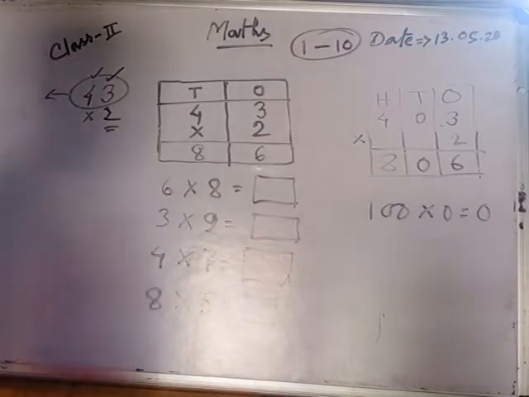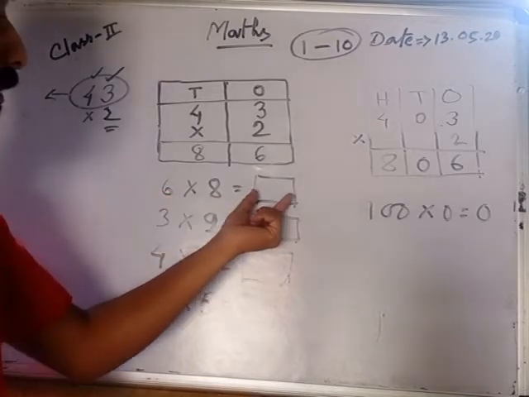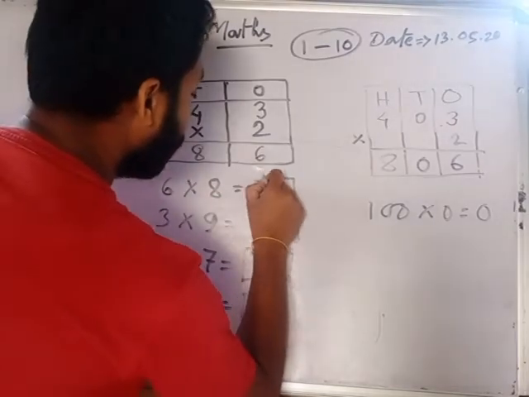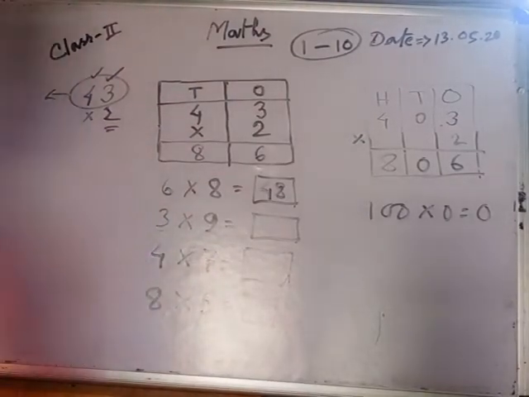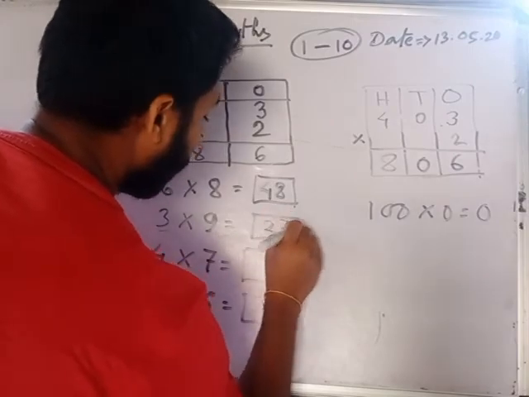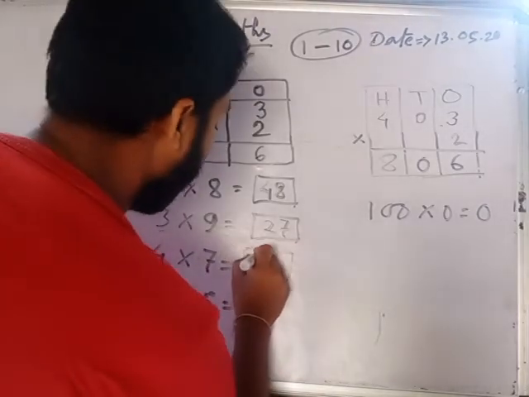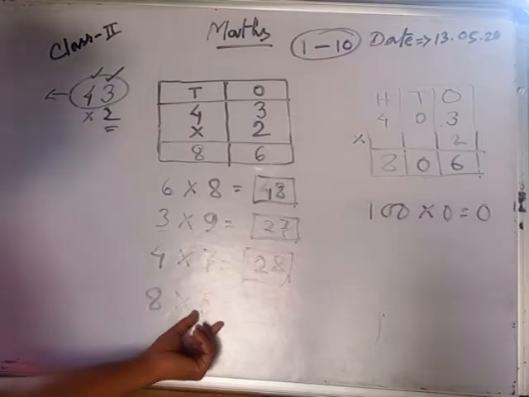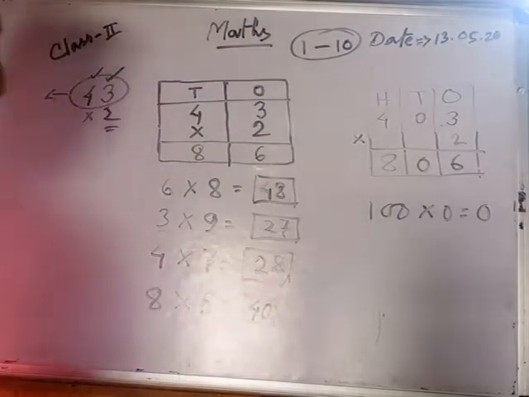That means if you learn the table of 6, you can find out the product. 6 8s are 48. If you know the table of 3, that means you will know the product. 3 9s are 27. If you know the table of 4, that means 4 7s are 28. If you know the table of 5, that means 5 8s are 40. It is right over here.